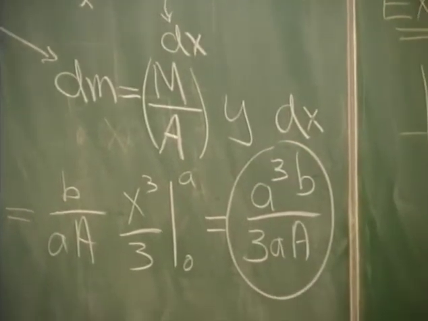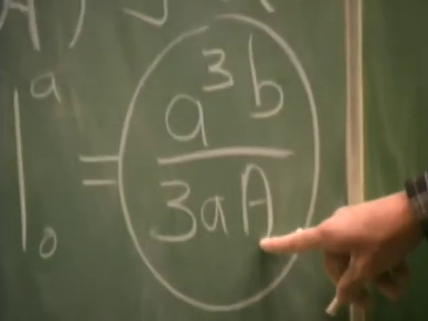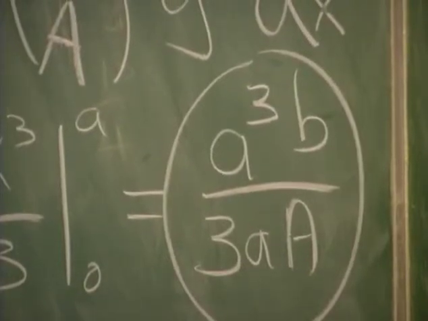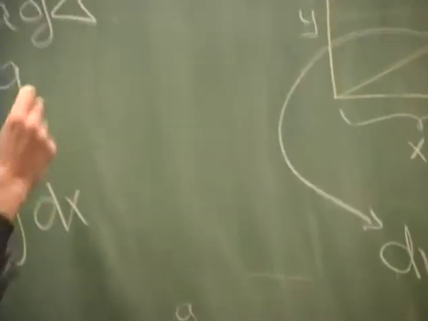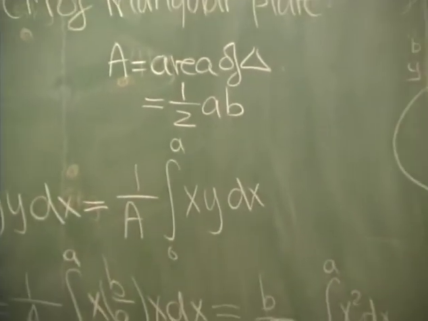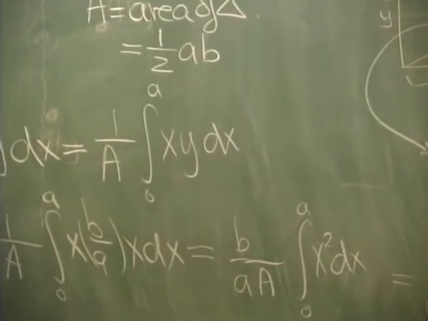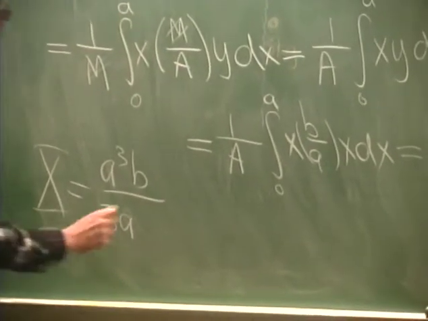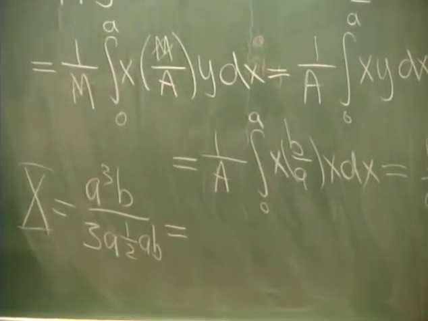Whoa! It's a mess. But I never put in what capital A is. What is A in terms of the dimensions of this triangle? It's a half the base times the altitude, right? The base is a, and the altitude is b, so it's just a half ab. So that tells me that x is equal to a cubed b over 3a times capital A, which was 1/2 ab. Now let's see what we get out of this.